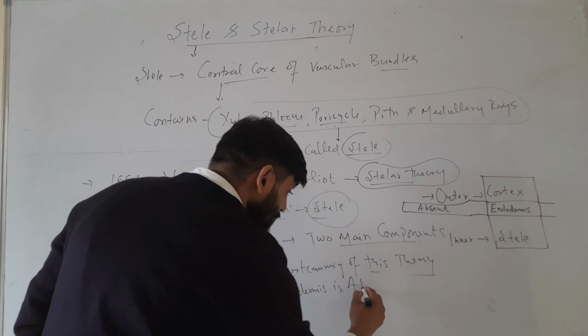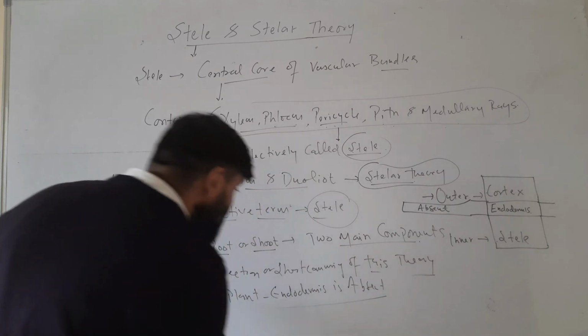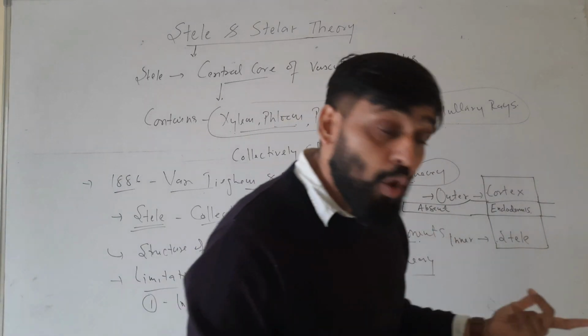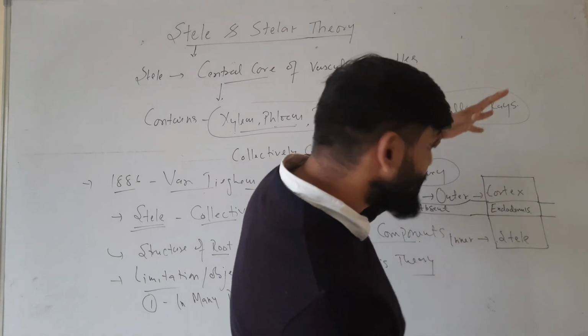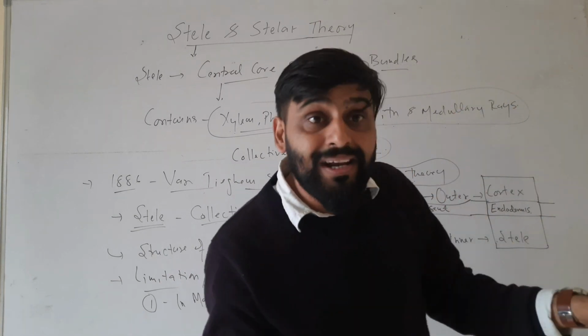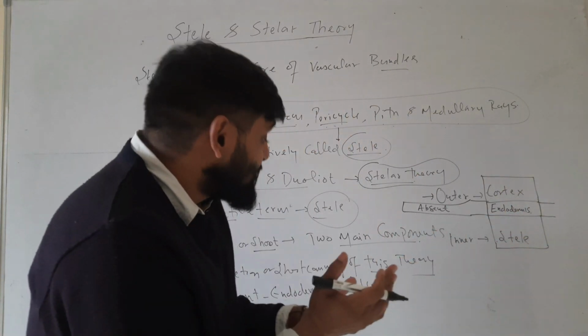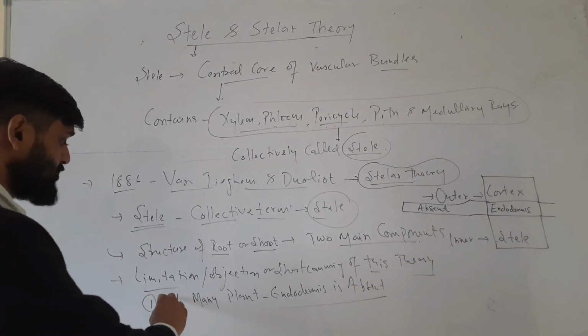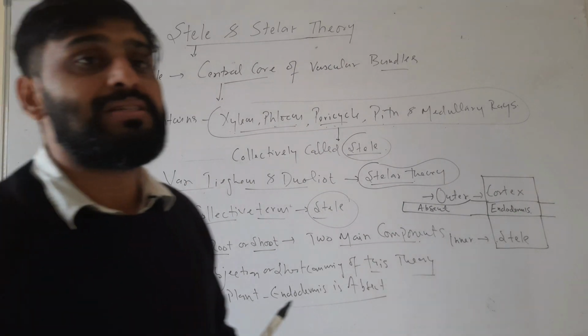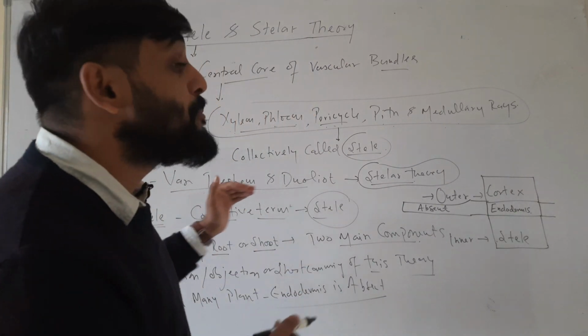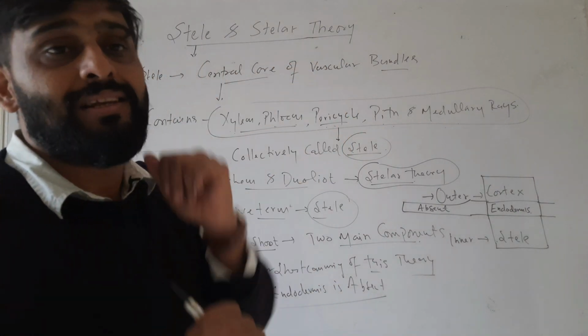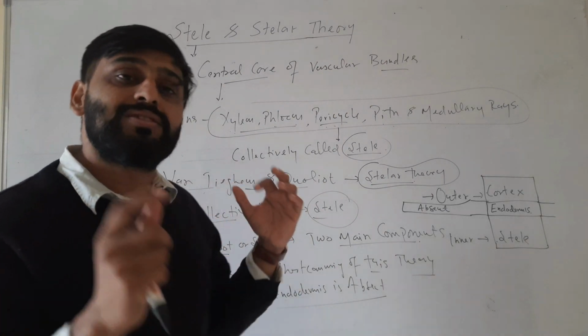If endodermis is absent, that means there is no boundary between cortex and stele. They are mixed with each other. So there is no separate layer, and there might not be any separate structure that is called stele. So this is the main limitation of this theory. In many plants, endodermis is absent, which is the boundary between cortex and stele. So this is stele and Stelar theory.